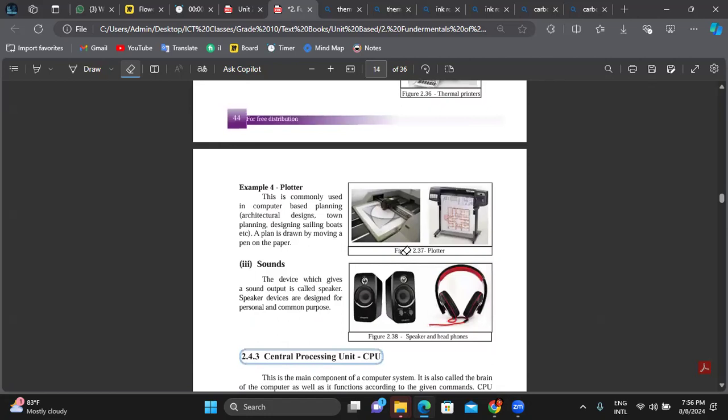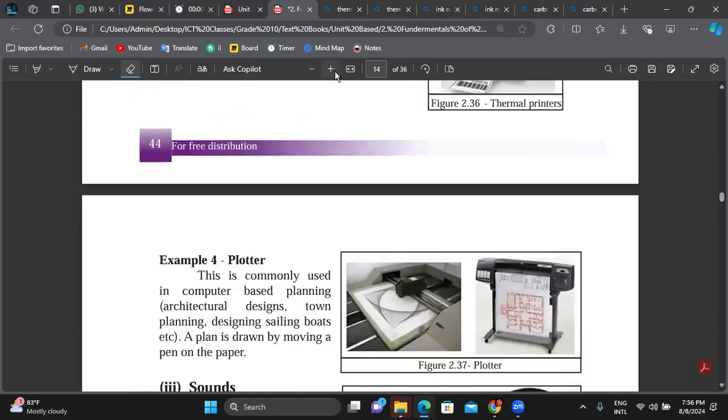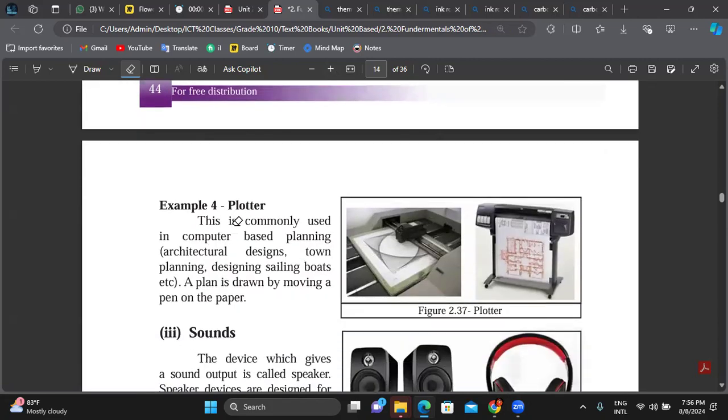A plotter is a tool which is used in industries. That is an industrial printer. It is commonly used in computer-based planning, architectural designs, town planning, designing sailing boats, etc. A plan is drawn by moving a pen on the paper. So this is done by the plotter.